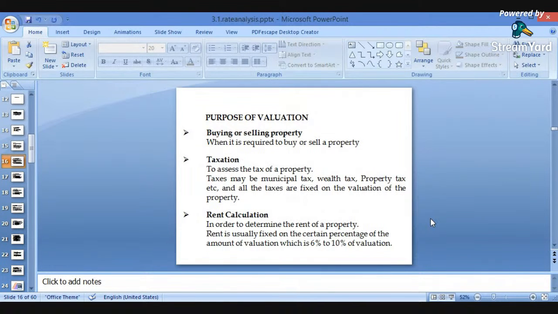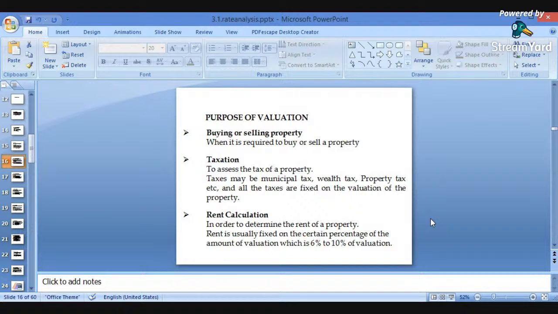Again, why do we have to do valuations? What is the purpose of valuations? Valuation is most important for buying or selling of properties, when it is required to buy a property or when it is required to sell a property. Depending upon the valuations, we can sell the property or we can purchase the property. As in the previous slide we have seen, it depends on the location, the type of structure, and the quality of materials used. Depending upon that, we find out the valuations, and this valuation is used for buying or selling. So for buying or selling of property, valuation plays an important role.